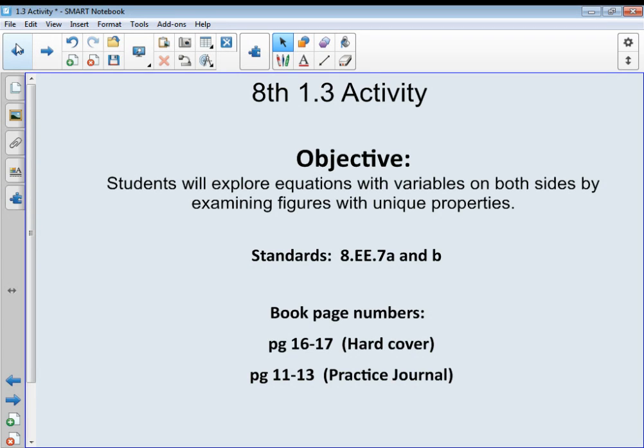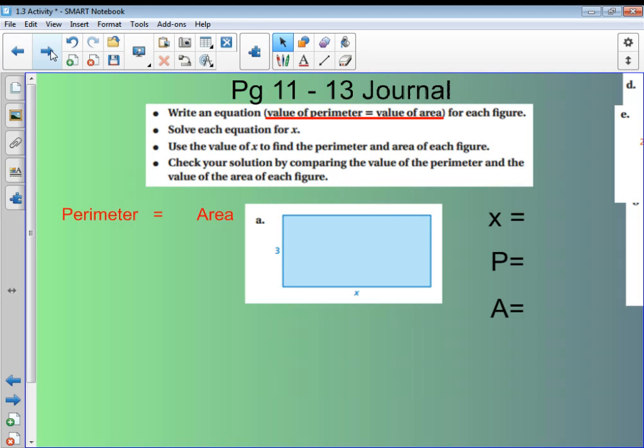So if you have your practice journal, I'm going to have you just work along in your practice journal as I work through this activity. Okay, so to start out with, first of all, in activity 1 on page 11, it is having us work with perimeter and area. So we're going to write an equation where it shows that the value of the perimeter is equal to the value of the area. We're then going to solve for x, and then once we find the value of x, we're going to use that to find the perimeter and the area of each figure. And in the end, we will go through and check our solutions by comparing our answers to perimeter and area, and they should be equal to each other.